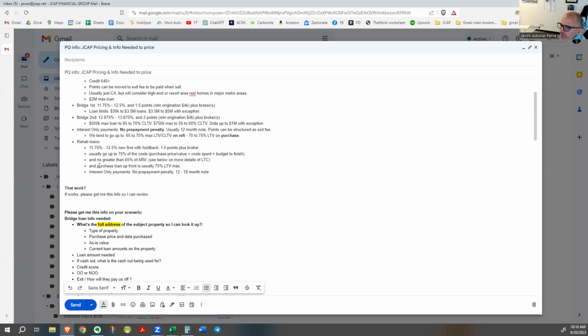So we're going to do the purchase loan up to 70. That purchase loan is that first money, that first disbursement to buy the place. And then this other stuff is how much we're going to be able to set up as the construction holdback. The payments again are going to be interest only, there's going to be no prepayment penalty again, and these are going to be 12 to 18 months.